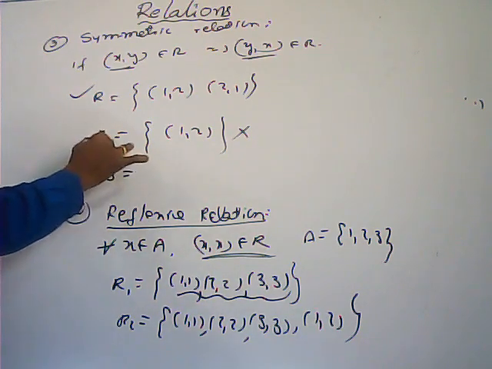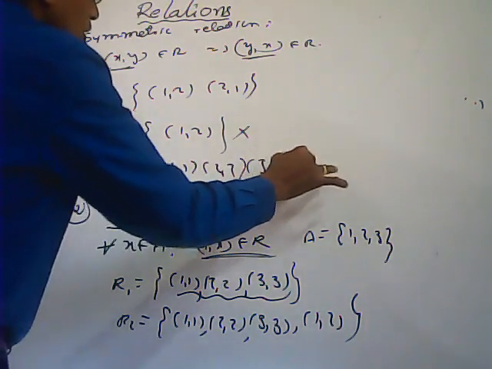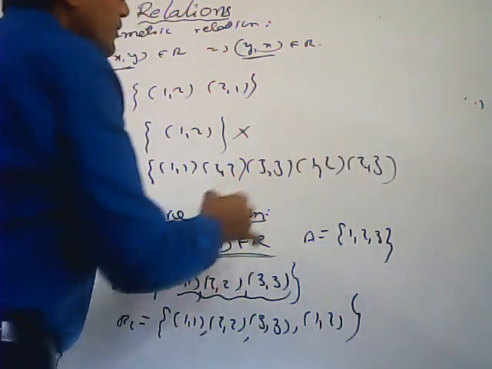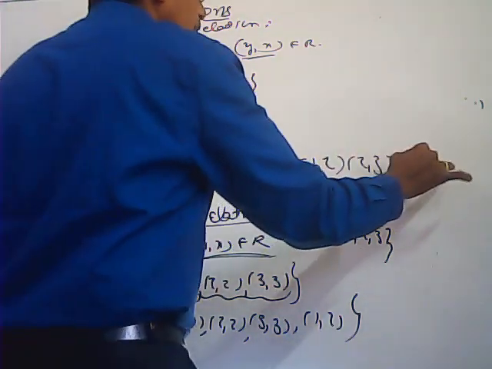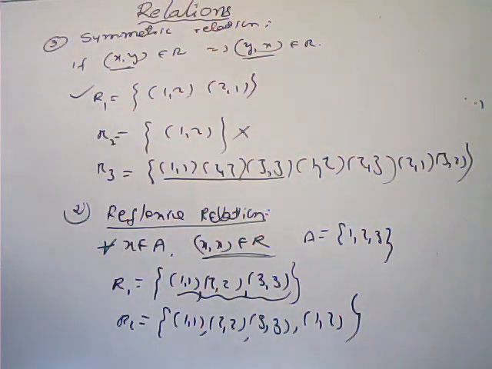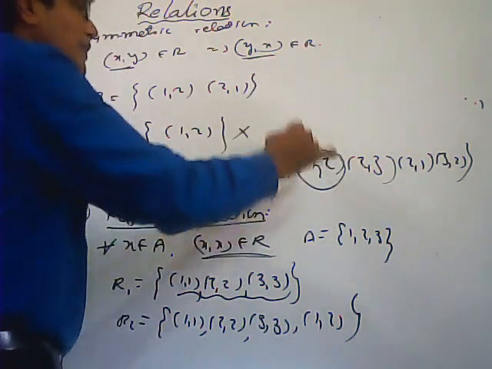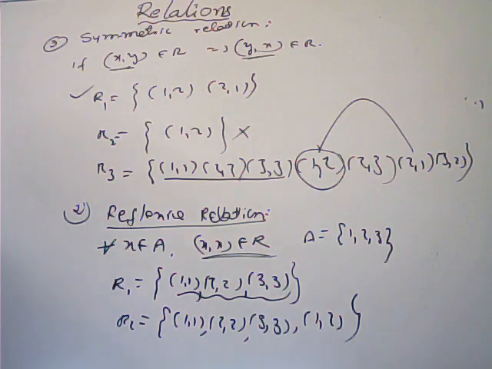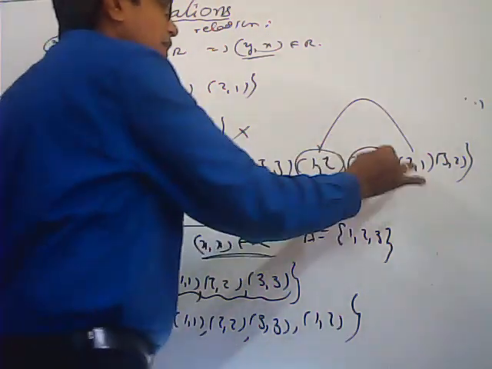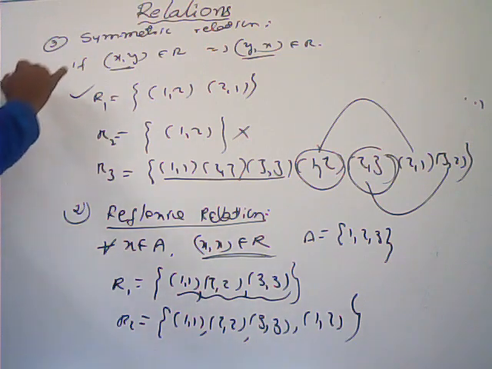I am writing one more relation: the ordered pairs (1, 1), (2, 2), (3, 3), (1, 2), (2, 3), (2, 1), (3, 2). Here no need to check anything for equal ordered pairs. If it contains unequal ordered pairs, you have to observe only those. (1, 2) is there; you can check whether it contains (2, 1) or not. And (2, 3) is there; at the same time you can check that (3, 2) is there or not. So if (a, b) is there, at the same time (b, a) is also there. So this is a symmetric relation we say.